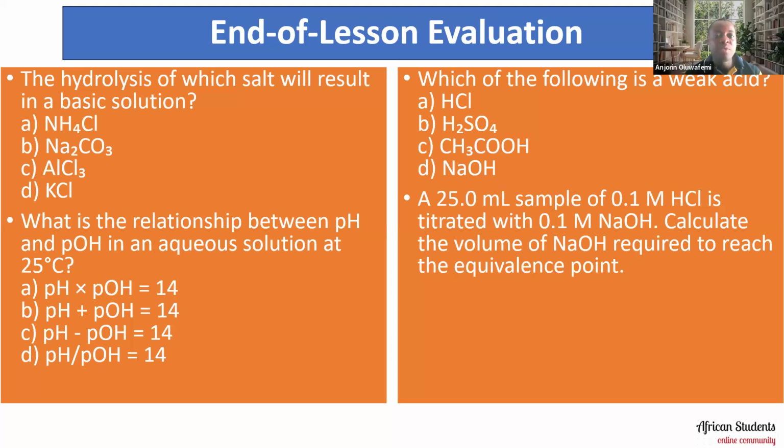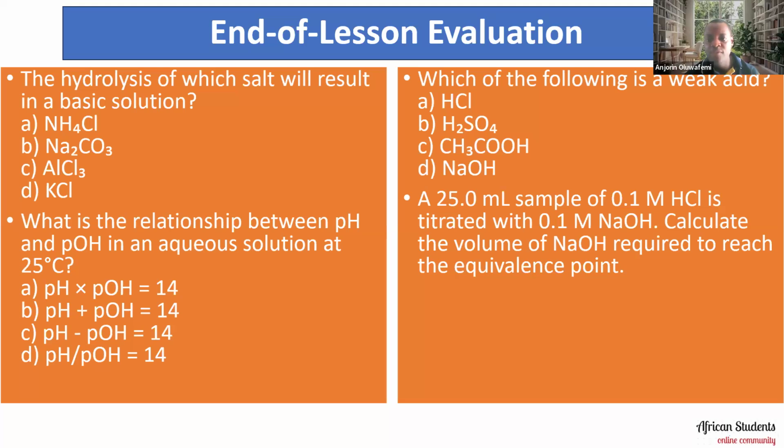Okay. What is the relationship between pH and pOH in an aqueous solution at 25 degrees Celsius? We talked about this when we were talking about the pH and pOH scale. So please let me know what you feel the right option is and put it in the comment section. Okay. The next question says, which of the following is a weak acid? So look at those acids. Is it HCl? Is it H2SO4? Is it CH3COOH or sodium hydroxide? So please let me know in the comment section.